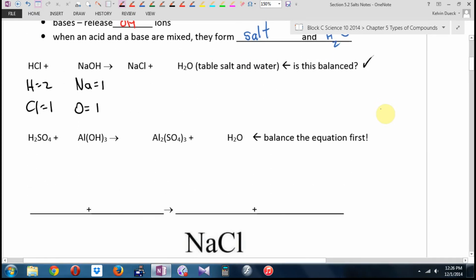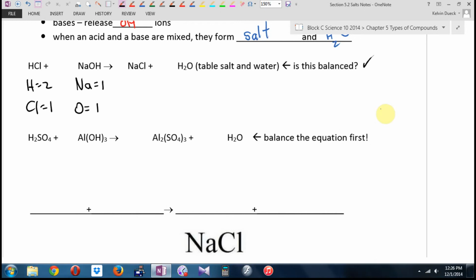Next one. H2SO4. What's that start with? Acid. This is sulfuric, I don't know. It's an acid. Plus Al(OH)3. What's that end with? Hydroxide, base. This is an acid-base neutralization reaction.